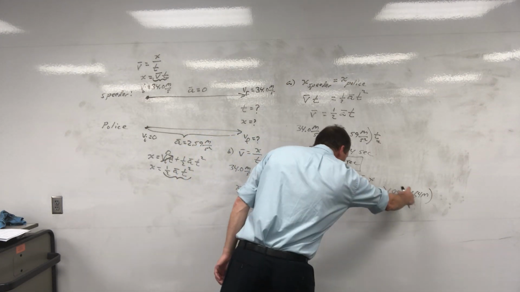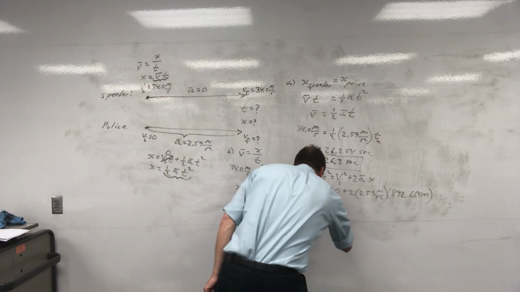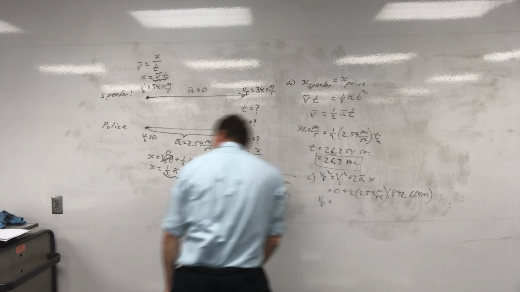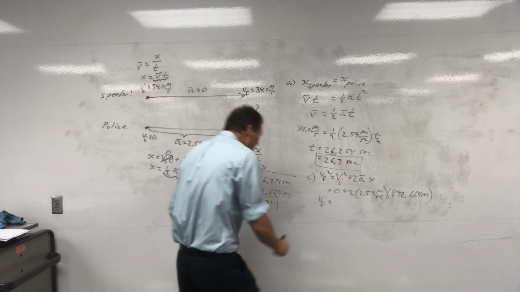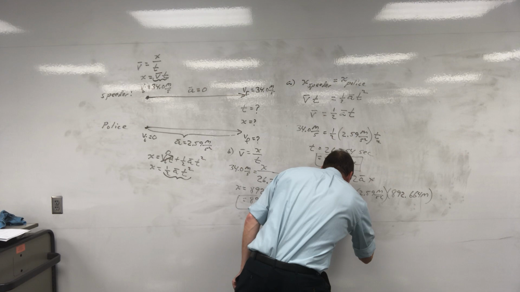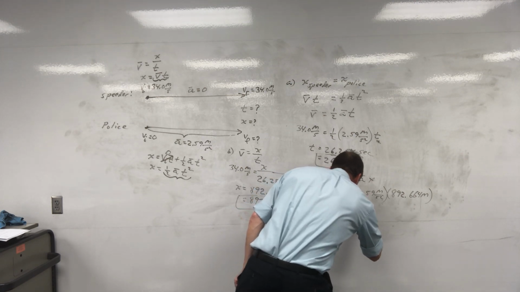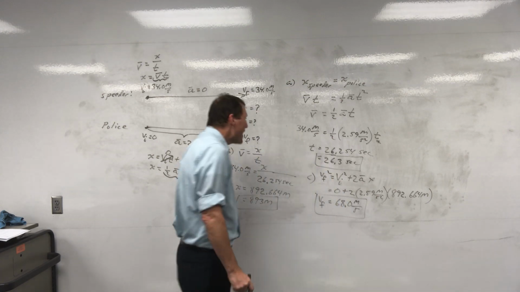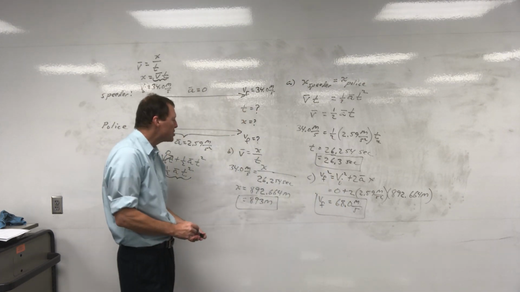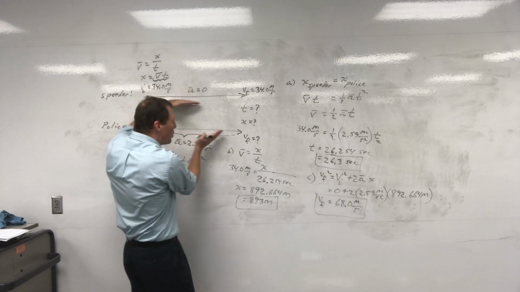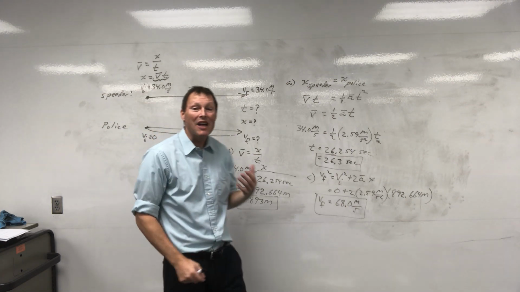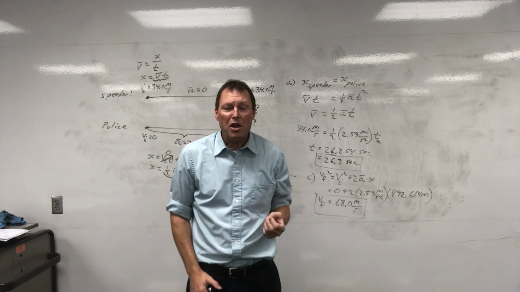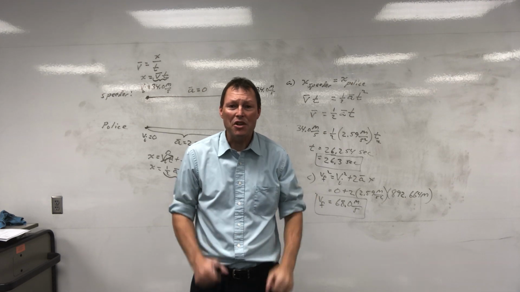And then whatever that is, take the square root of it, and I end up with 68.0 when I round off, meters per second. And that is how fast the police car is going when they're once again side by side. So, interesting problem, and that's it for this problem.